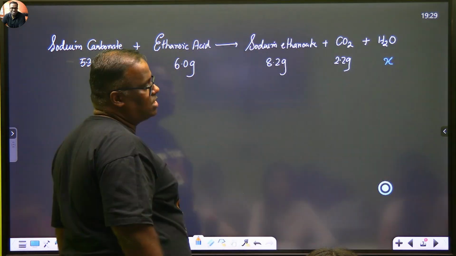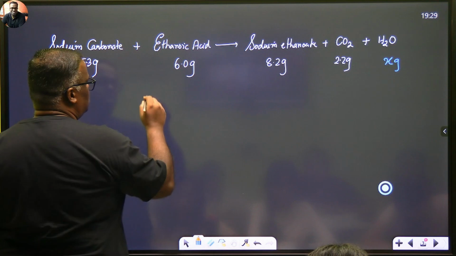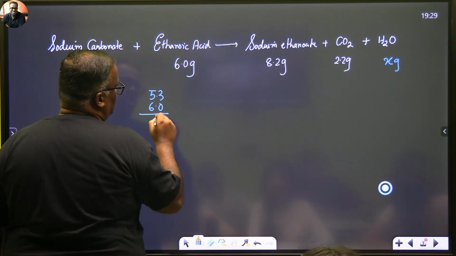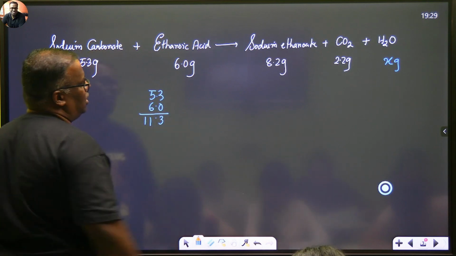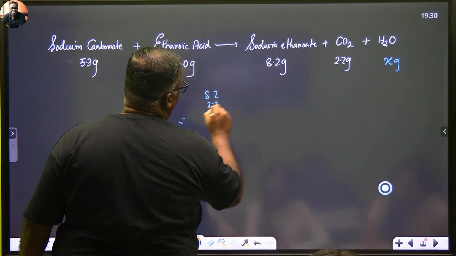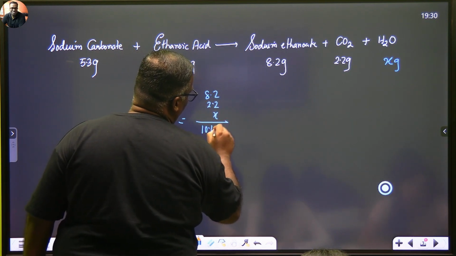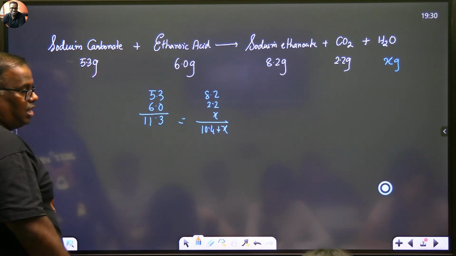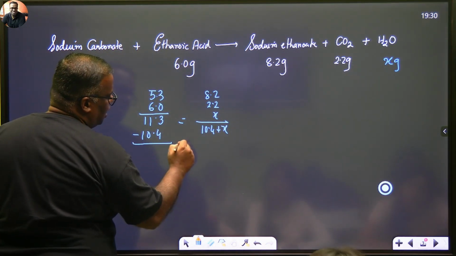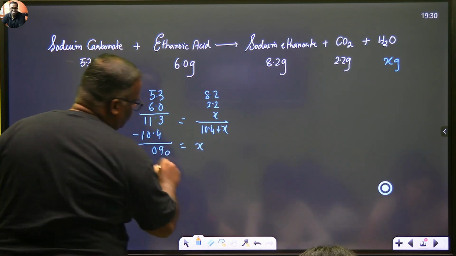So water is X grams. Very, very easy question. Will we be able to do it? So let's just do it here. 5.3 is being added with 6.0. It gives you 11.3. And how much do we have on this side? 8.2 with 2.2 and an X. So 8 and 2 is 10. 10.4 plus X. Right? So if I take out 10.4 from here, I should be getting the value of X, 0.9. So you have found water is 0.9.